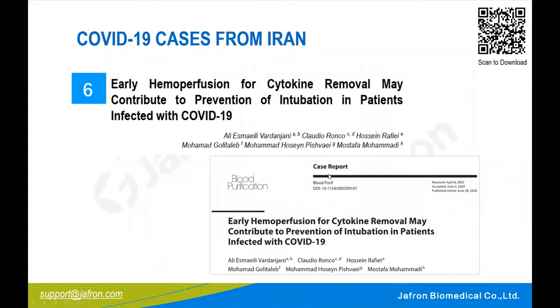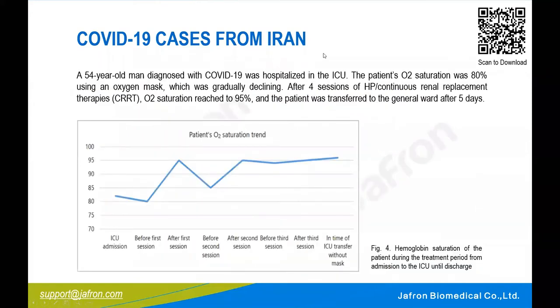The second published case is about timing. The doctors collected experience of early hemoperfusion to remove cytokines, to prevent the COVID-19 patient from needing intubation. This is a 54-year-old man diagnosed with COVID-19 and hospitalized in the ICU. In the very beginning, the oxygen was very poor according to the record, and he was using an oxygen mask, with oxygen saturation just 80 to 100%, and a tendency of decline.